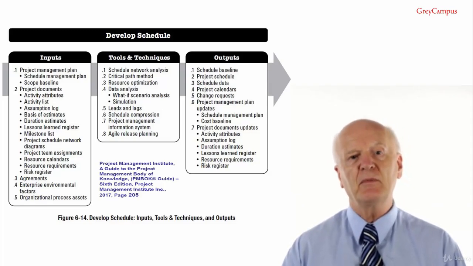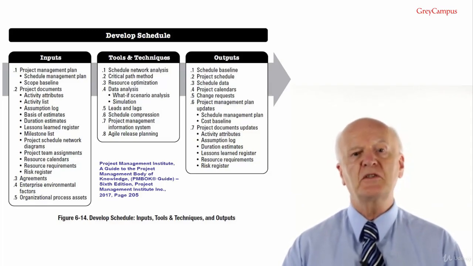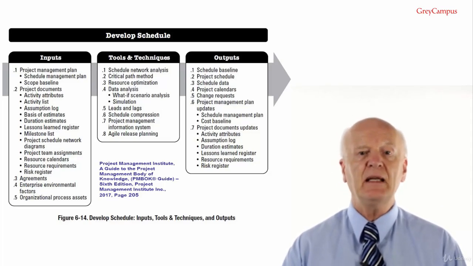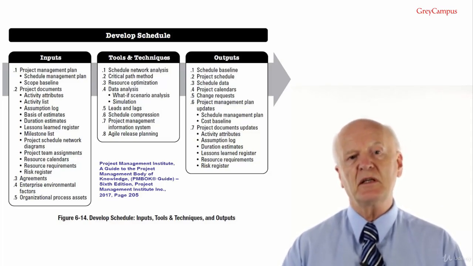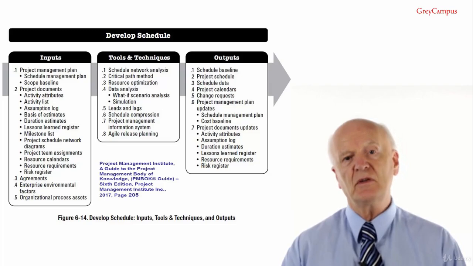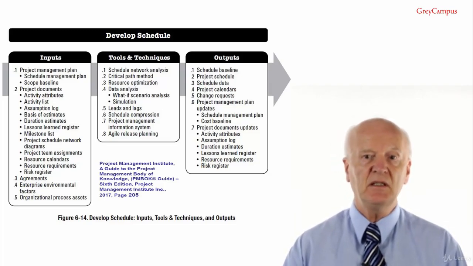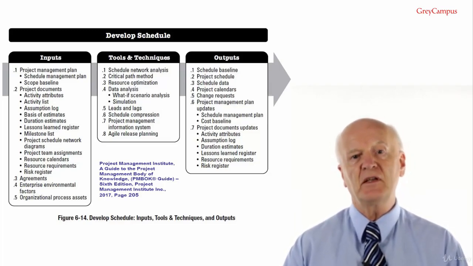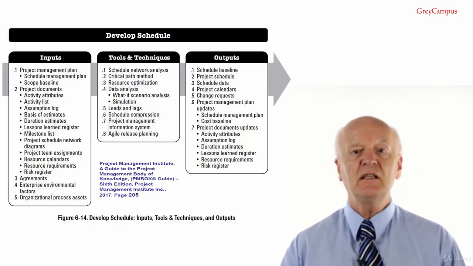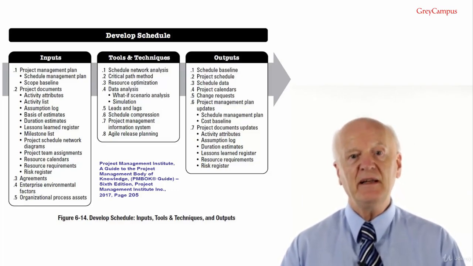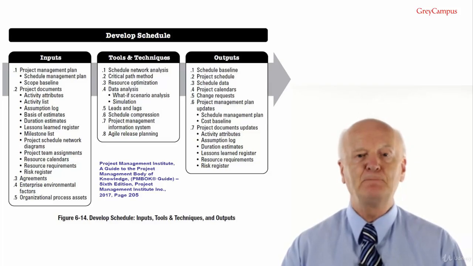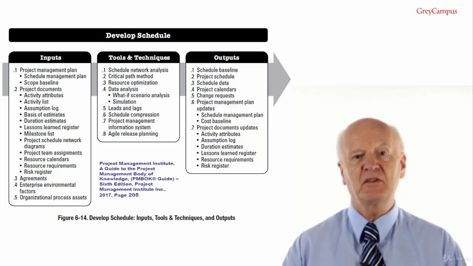Number 2, critical path method, CPM. Question: the critical path is A, the longest path through the project, B, the shortest path through the project, C, the difference between the late finish and the early start, D, the difference between the late start and early finish. Answer is A, the longest path of the project.